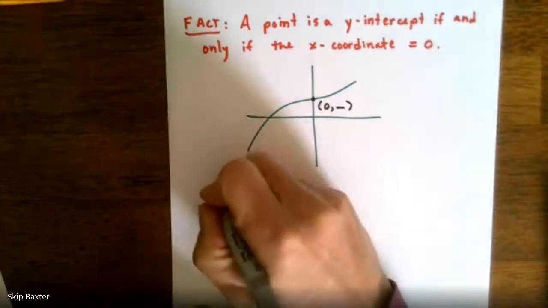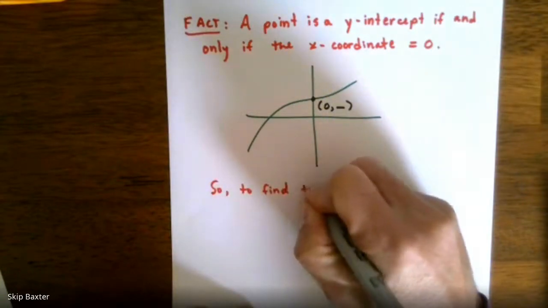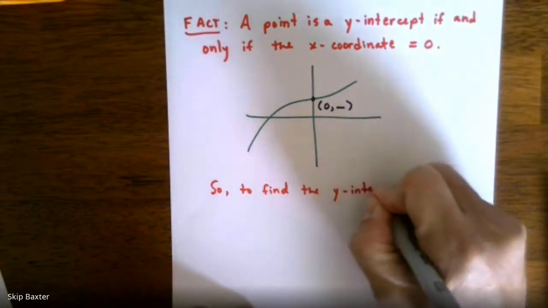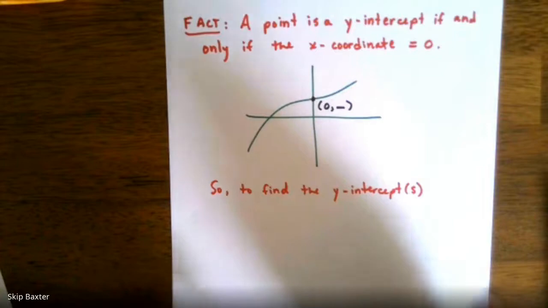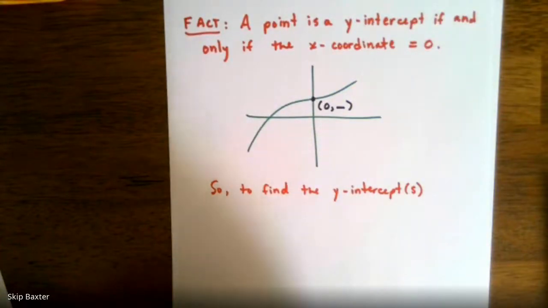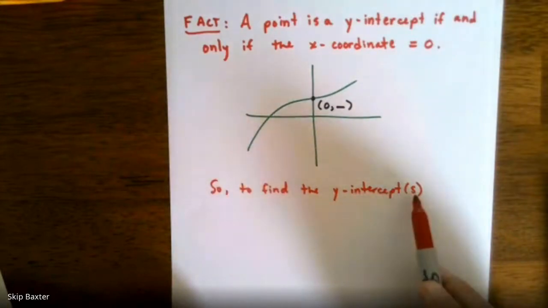So to find the y-intercept, now there really can't be more than one if it's a function, right? Because if it's a function, it has to pass the vertical line test. It can't cross through the y-axis twice. But this general way of finding y-intercept works for non-functions too. Like it would work for the equation of a circle or the equation of an ellipse or something like that. So I'm just going to say to find the y-intercepts, although we know that if it's a function, this is not going to be plural.